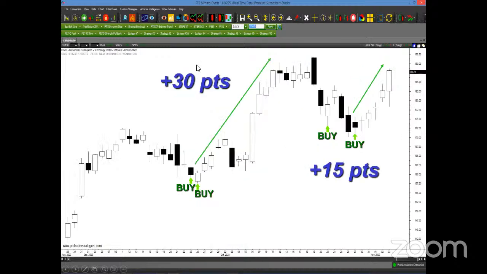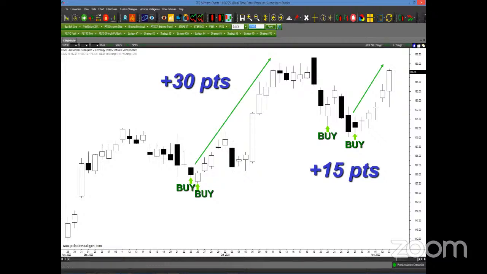Let's look at CRWD. This is CrowdStrike, all right? Once again, we have two setups here. We had phase number 1, phase number 2, the pullback buying opportunity right here, 2 cluster buy signals right next to each other, and 30 points coming into last month, October. And now we had 2 buy signals right here at the end of October and potentially 15 points coming into the first week of this month, November.